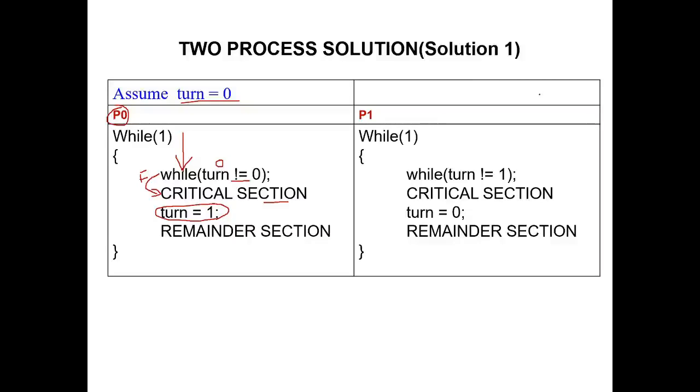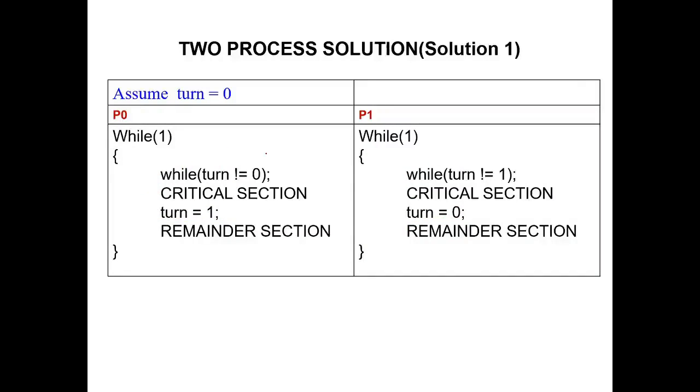Now this is the code of process P1. The process P1 wants to enter into the critical section, so it enters here. Now it checks whether turn is not equal to 1. Here the turn value is already 1, so the condition is false. So it enters into the critical section. P1 enters into the critical section, and after execution it is going to make the turn value equal to 0.